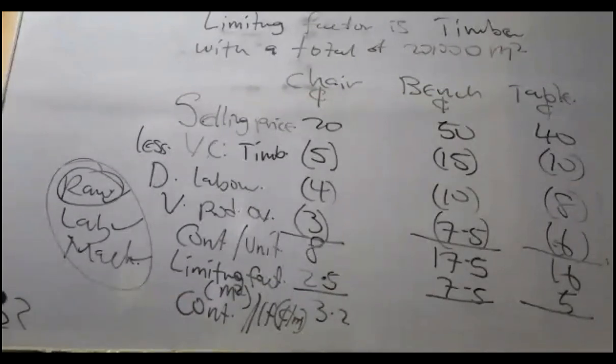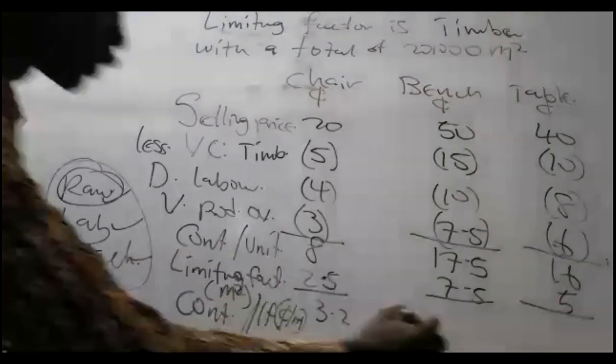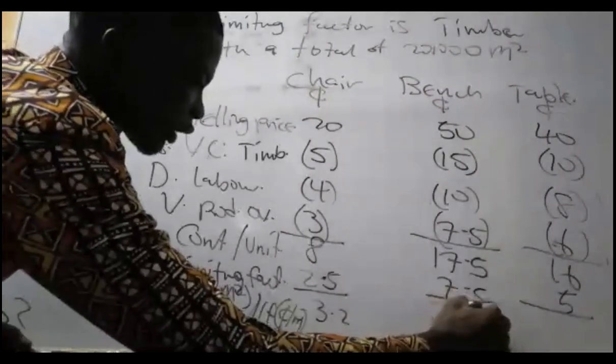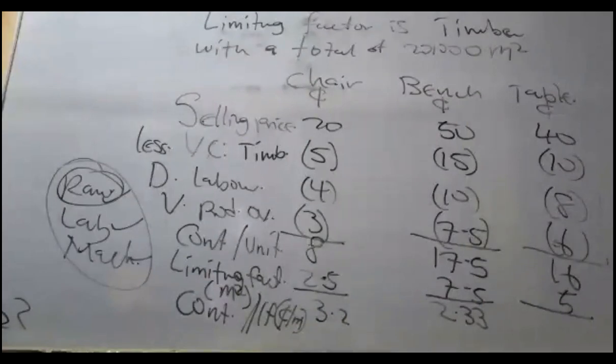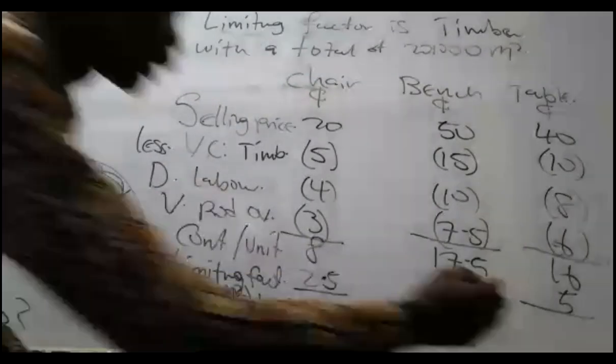Then if you divide 17.5 by 7.5, you get 2.33333. I like the answer provided. So let's round to 2 decimal places, 2.33. Good. If we divide 16 by 5, you get 3.2. I like that. I like this question. I'll tell you why I like it.